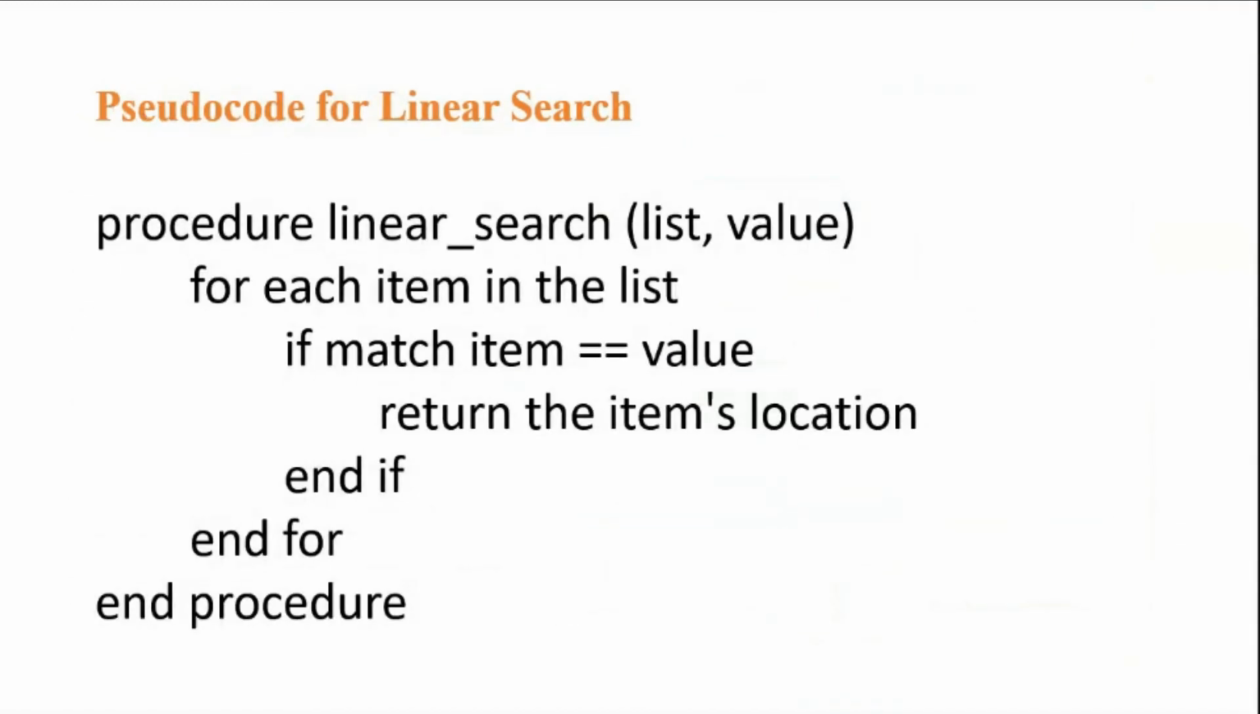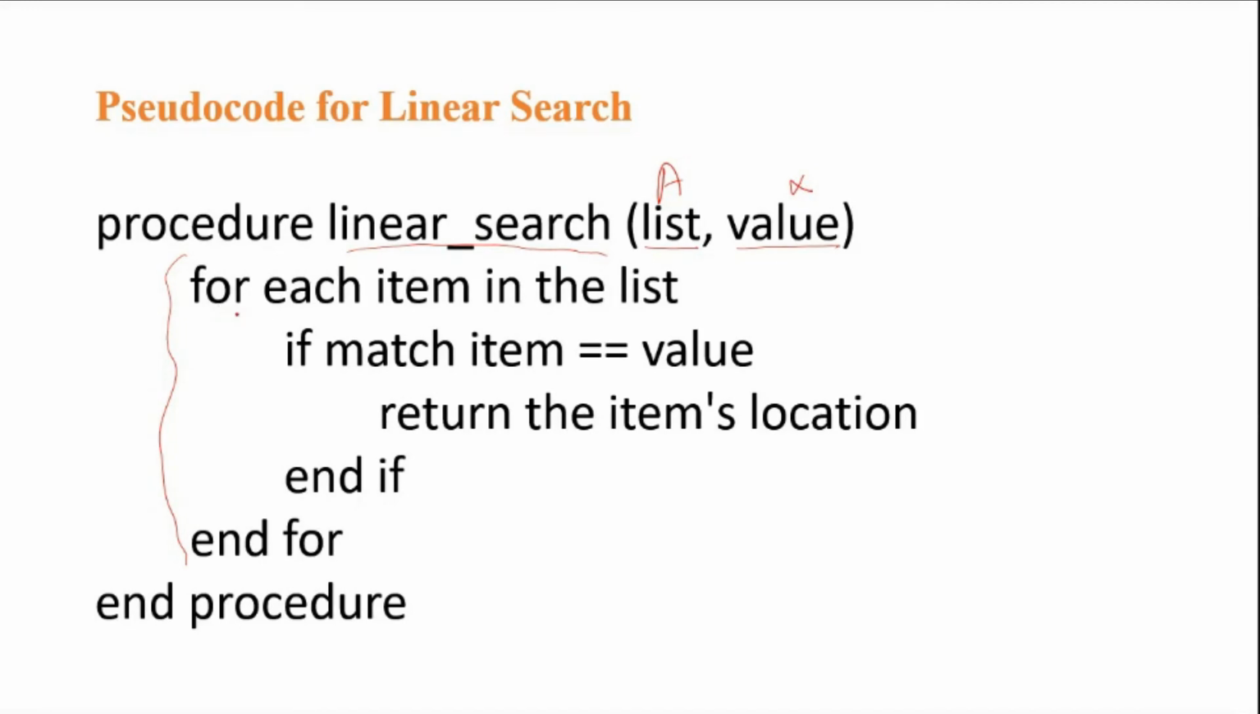Now we go for the pseudocode for the linear search. In the case of pseudocode, actually there is not much to write because there is only one loop available here, only for each item in the list. The procedure is procedure linear search. The list and value are to be input. That is, read A and read x. The list is A and value is x. So these two values are to be input into this procedure.